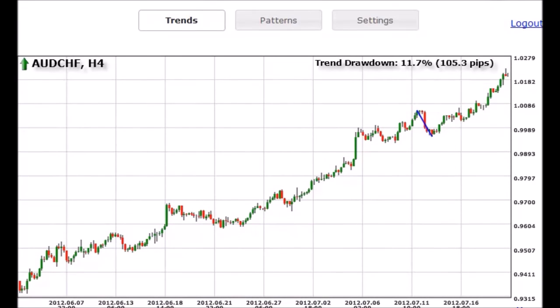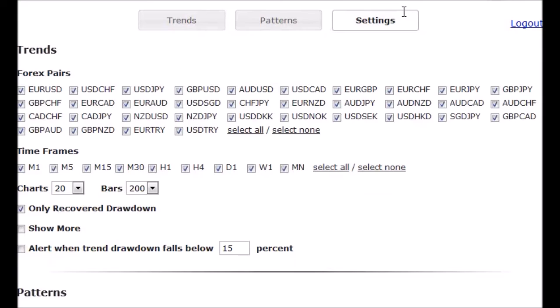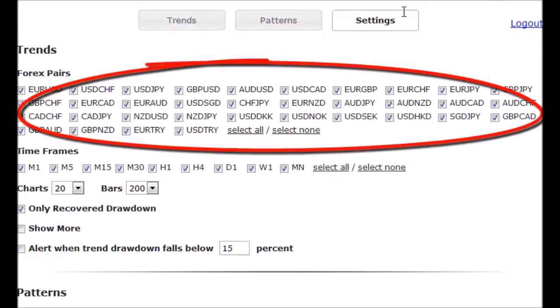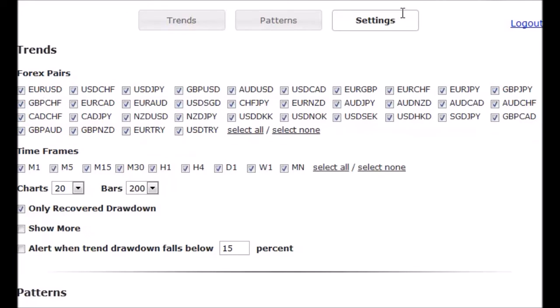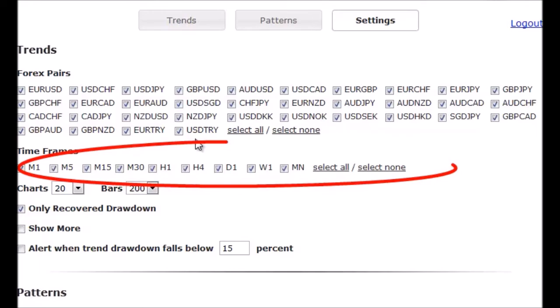So let's go back into Settings, and here you can select only particular currency pairs or deselect pairs you do not want to trade, or that are not in your trading platform. You can also deselect time frames, for example, the lowest time frames.